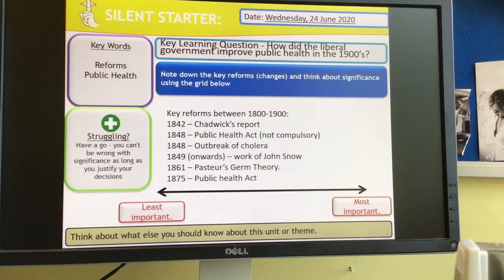So have a go at the starter, press pause. There's some key reforms underneath. Chadwick, remember a bit about Chadwick's report. Public Health Act, actually putting something in writing, some laws in place but actually not compulsory. The outbreak of cholera itself as the disease that killed so many people. The work of John Snow when he removed the handle of the pump to find out how cholera was spread. Pasteur's germ theory, and the final actual Public Health Act.